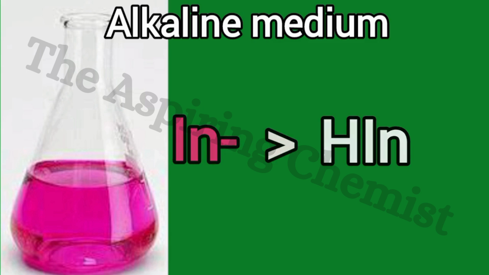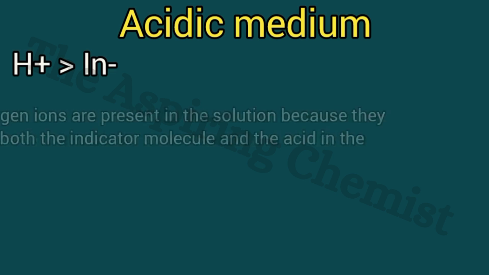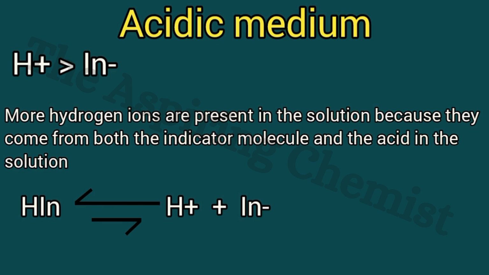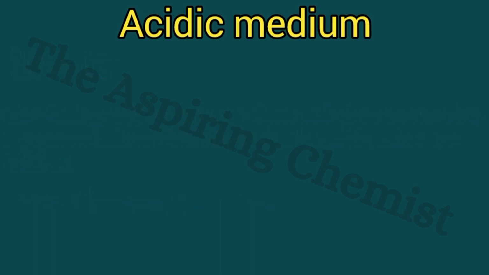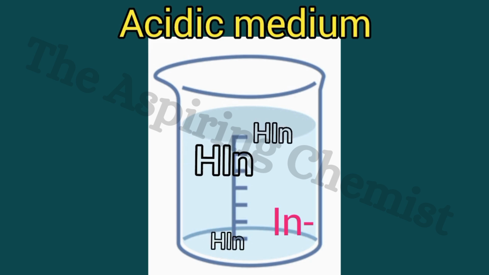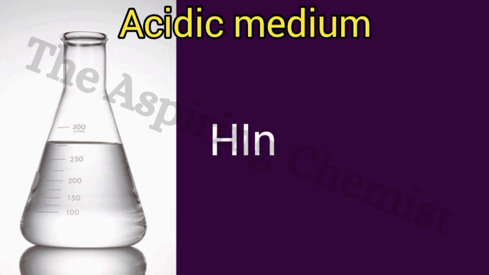Now, let's discuss the acidic medium. In an acidic medium, there are excess hydrogen ions because of the strong acid that is introduced. Because of this, the backward reaction is favored, forming more indicator molecules so as to stabilize the excess hydrogen ions that are present in the solution. Therefore, more indicator molecules are present compared to the indicator ions in that solution. As a result, phenolphthalein would appear colorless in an acidic medium because the indicator molecules dominate the indicator ions.